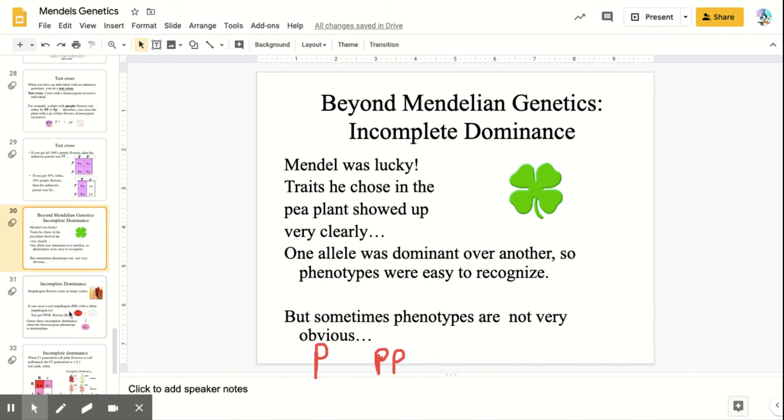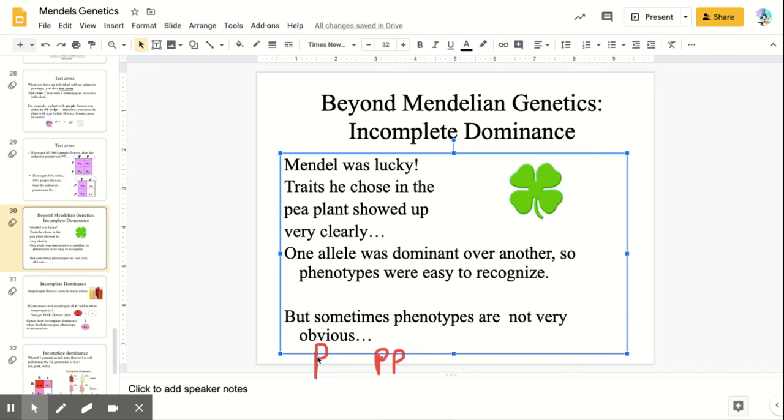We're not going to go into incomplete dominance. Basically, Mendel was lucky. If it didn't work, a lot of times that is incomplete dominance. A lot of things in life aren't completely one or the other. I mean, if you look at humans, right? You're not just tall or short. There's a large gap in height, right? You can be somewhere in the middle.